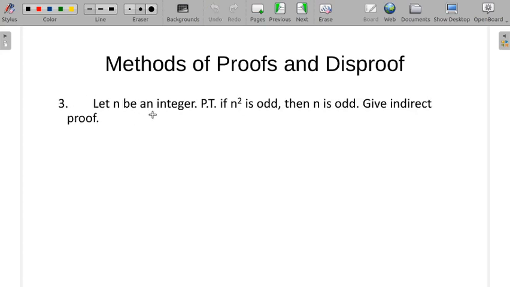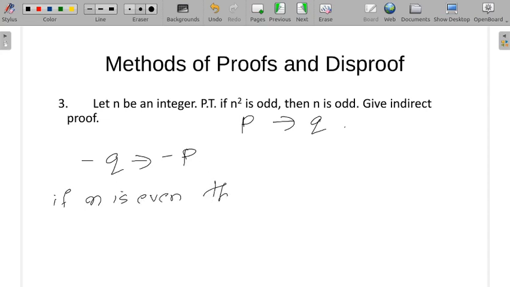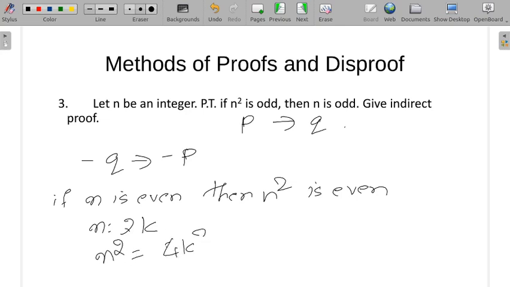So let's take the first example in indirect proof. If n square is odd, then n is odd. If we take negation q conditional negation p, its contrapositive, what will happen? If n is even, not odd means even, then n square is even. How do we represent an even number? We represent it as a multiple of 2: n equal to 2k. What will happen to n square? 4k square. Okay. So therefore by general laws of mathematics, if n is even, n square is even.